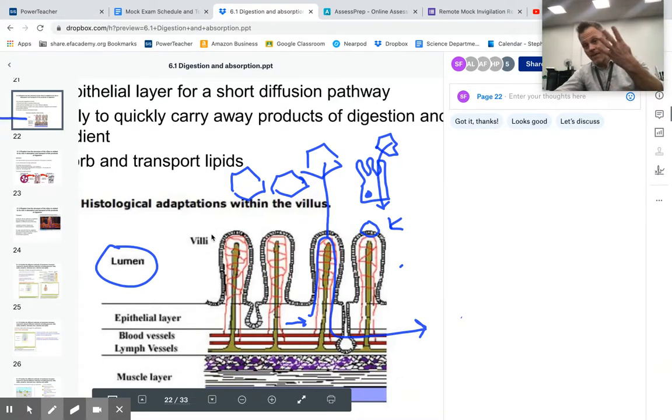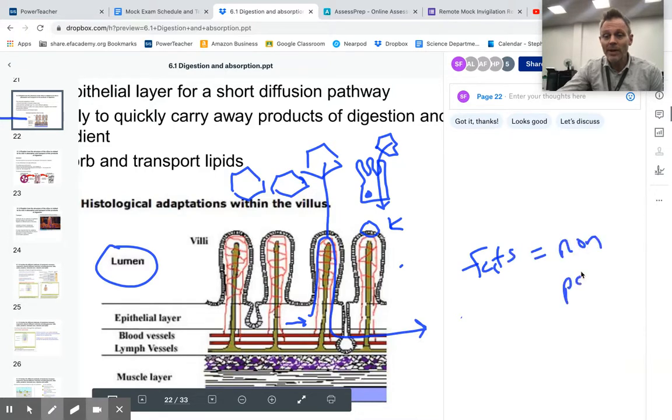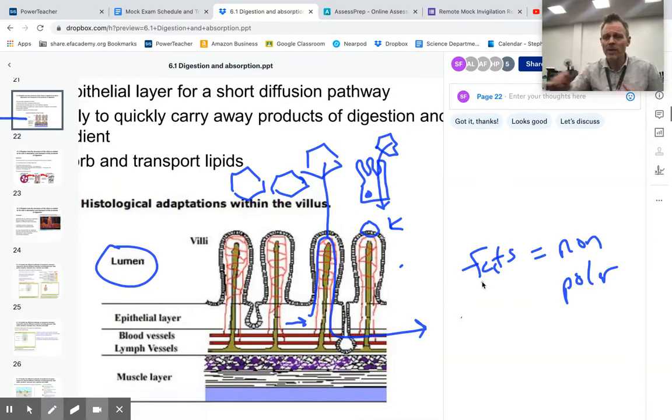And the fourth function of the villus, our structure of the villus that allows it to do its function, is the fats issue. The problem with fats is that fats are non-polar, right? So they like to go wherever they want. They need to be contained. They need to be controlled. And they can't just travel in your blood because they're just going to wander through the walls of the capillaries.